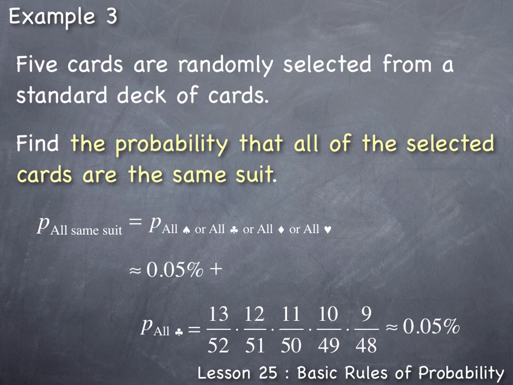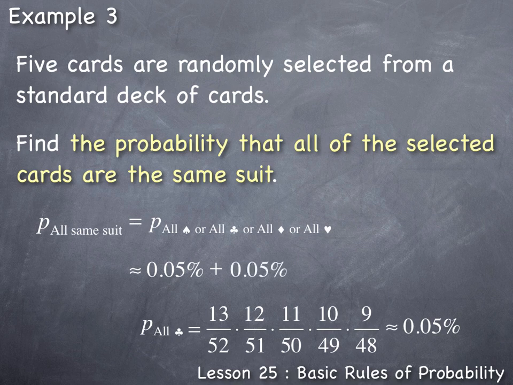And so on. Each time a card is selected and we get a club, there's 1 less club in the deck and 1 less card in the deck. So we end up doing this 5 times, multiplying each time till we get to the end. Thus, the probability that all 5 cards selected are clubs is also 0.05%.